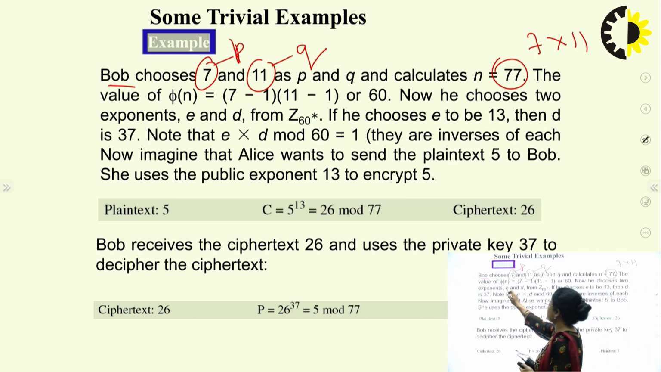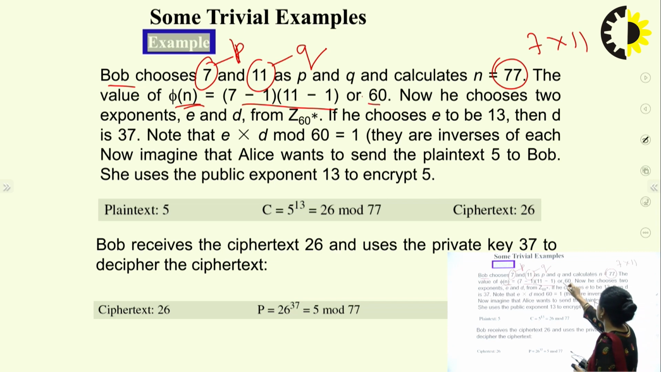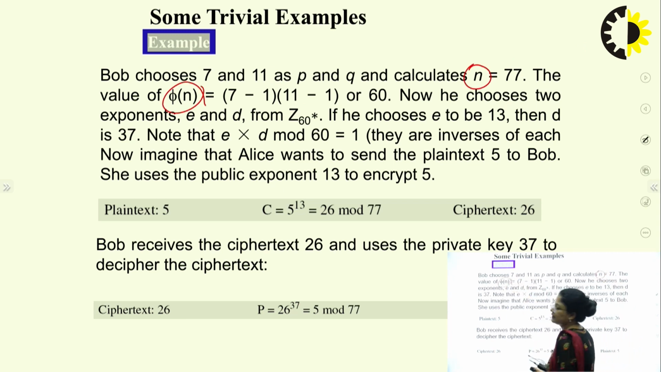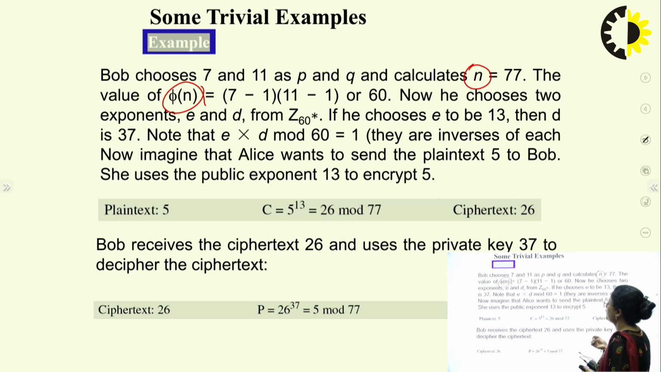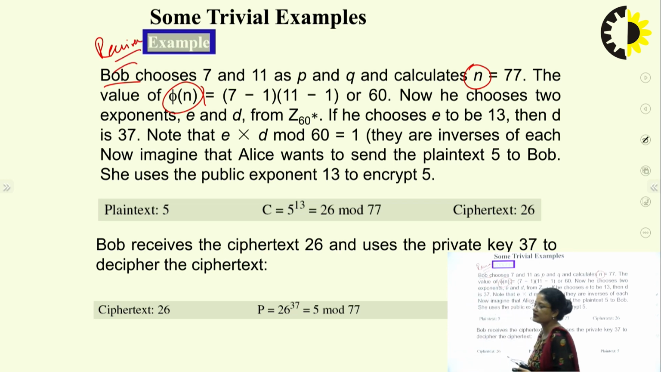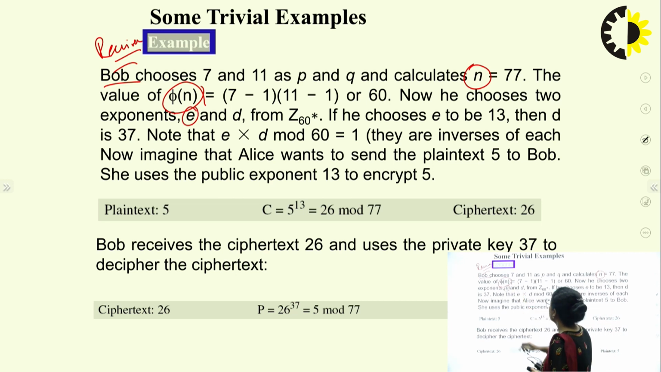Then, based on this, the value of phi of n is calculated, which is (p minus 1) into (q minus 1), equal to 60. So once n and phi of n are calculated, right now Bob is doing all this. Bob is the receiver, because in the case of RSA, we need the keys of the receiver. Next, Bob chooses the values of E and D from Z60 star.